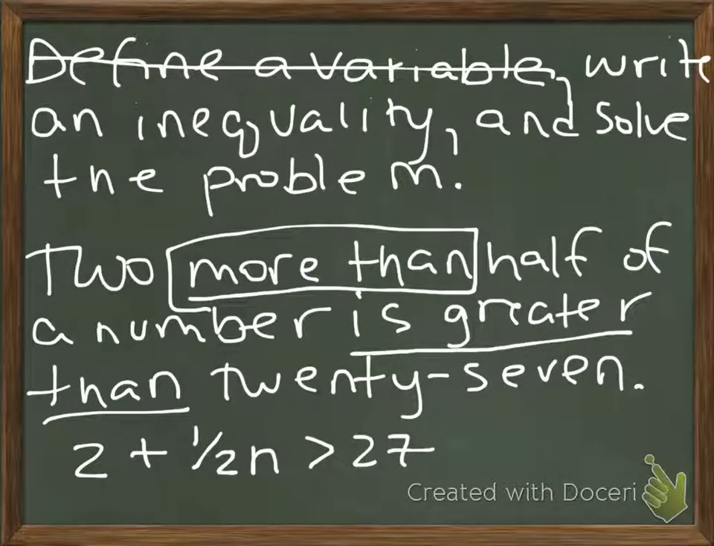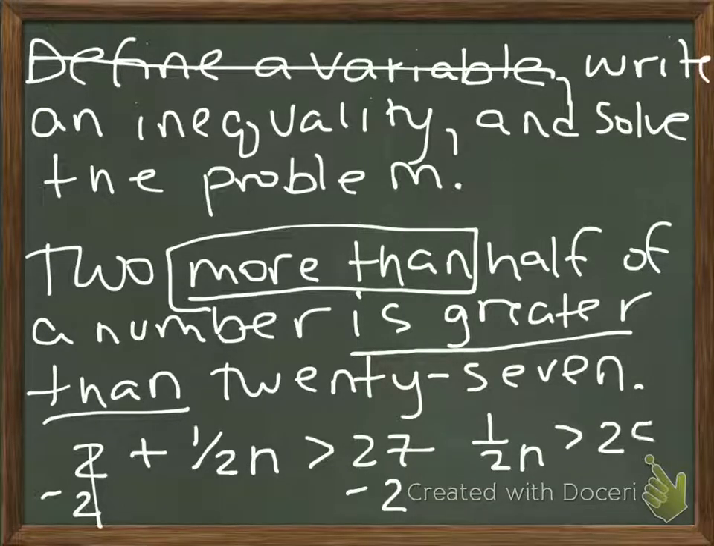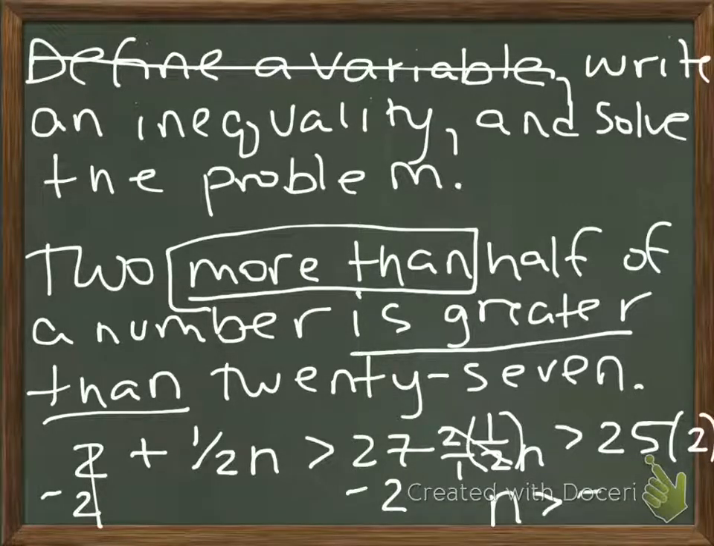So we're solving here for n. We need to subtract by 2. That gives us 1/2 n is greater than 25. And then to cancel out a fraction next to the variable, we multiply by the reciprocal, 2 over 1 or 2. And we didn't multiply by a negative, so it stays as the same symbol. And we get n is greater than 50.